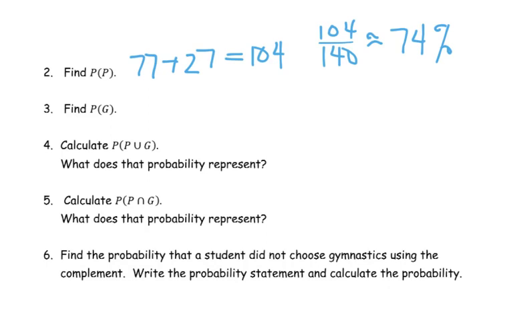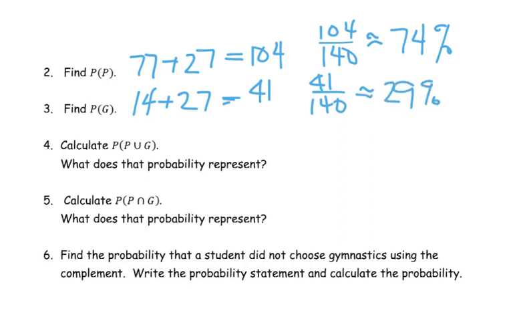Now it doesn't say photography only, it just says they chose photography. And we're going to do the same thing for gymnastics. We had 14 plus the 27. So we had 14 plus 27 chose or possibly chose gymnastics. They chose both or they chose it only. So that's going to give the fact that 41 people chose gymnastics. So our probability will be 41 divided by 140, or approximately 29% of the people chose gymnastics.